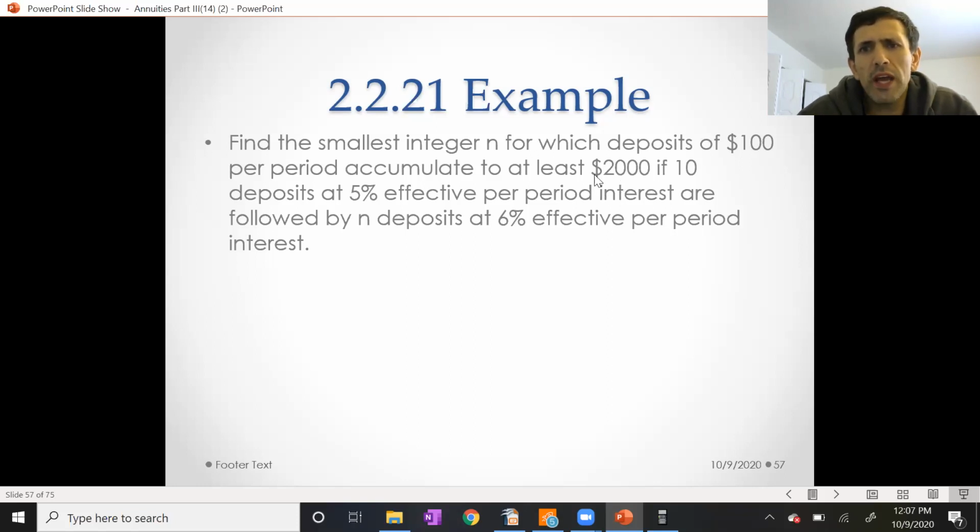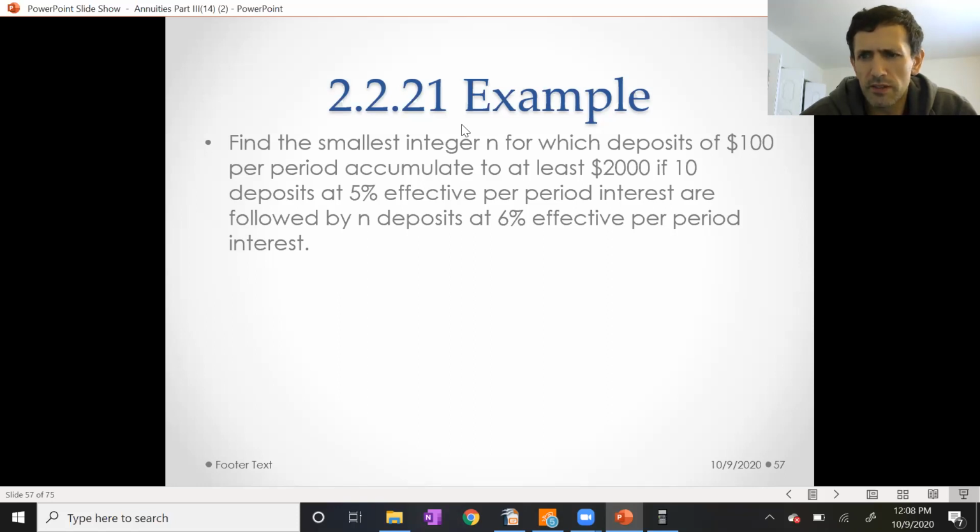And we want to figure out when this accumulates to at least $2,000. The first time it accumulates to at least $2,000, if for the first 10 periods we have 5% interest, and then after these 10 deposits we have 6%, followed by n deposits at 6%. Okay, so let me draw a time diagram if this isn't 100% clear.